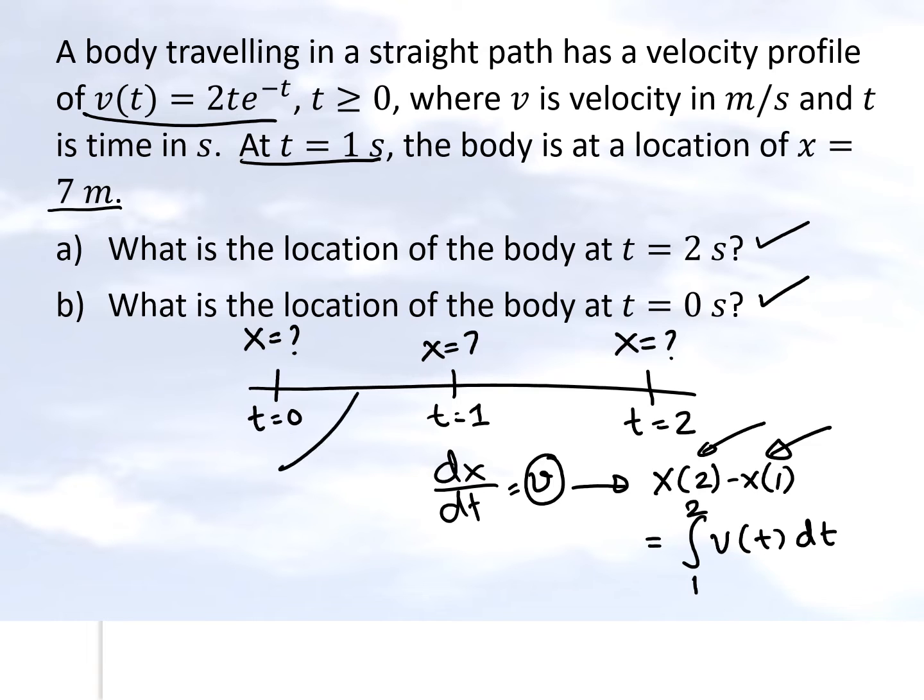Same here, if we look at this part right here, we can say that x of 1 minus x of 0 will be equal to integrating from 0 to 1 the velocity expression, again applying the fundamental theorem of calculus. And then since we know x of 1, we can find x of 0. So that's all there is to it. So what we'll have to do is look at part A and part B and find out what our answer is.